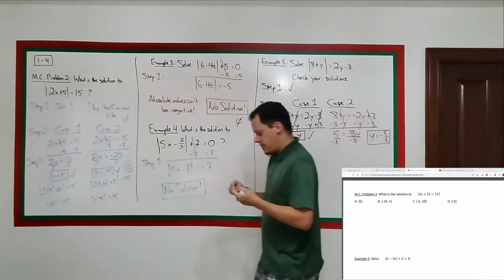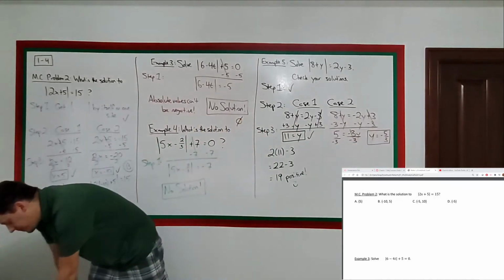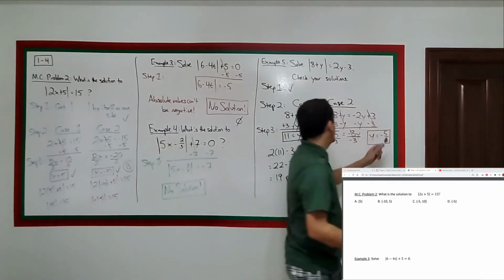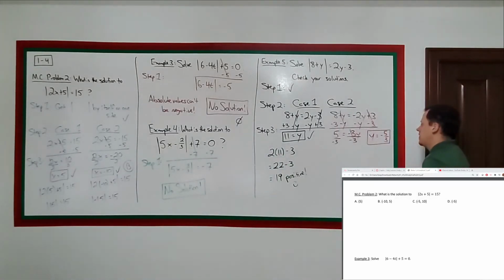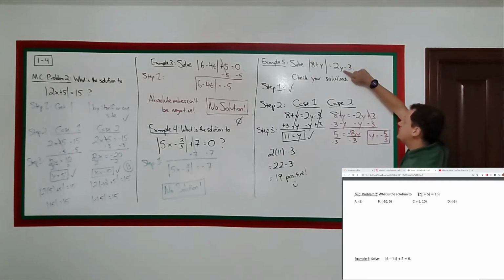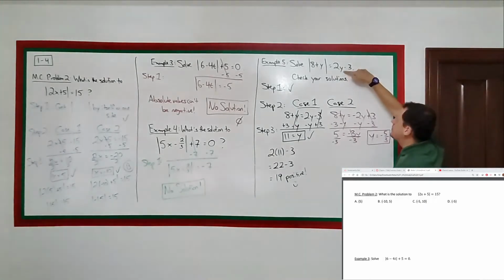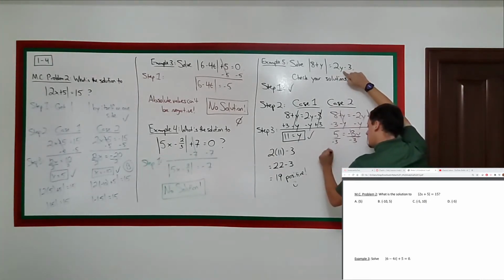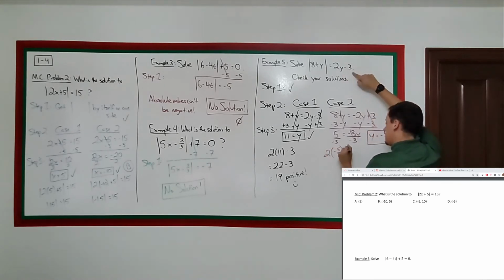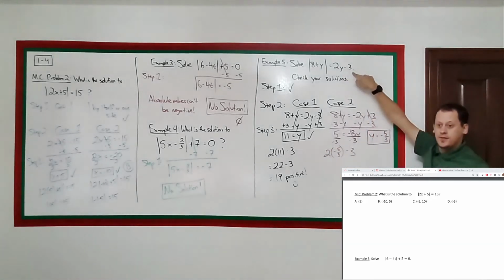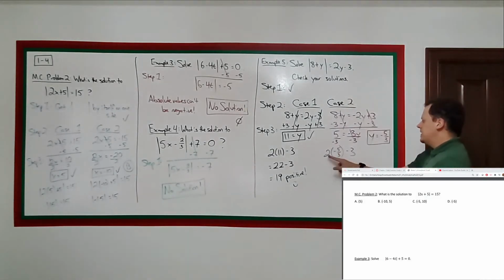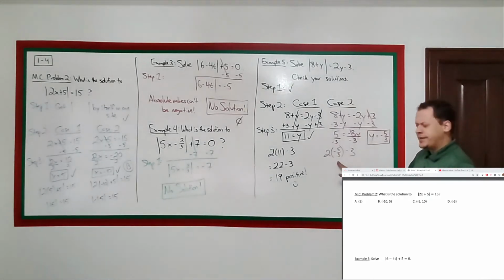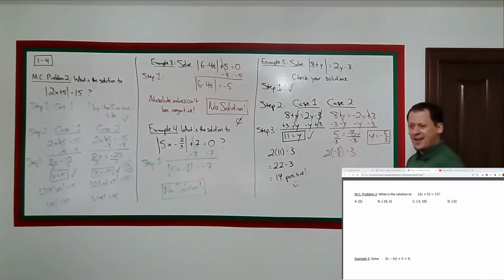Great. Let's check the other one. Negative 5 over 3. So again, we're just plugging that into the right side here, so that negative 5 over 3 will go right here. So we have 2 times negative 5 over 3 minus 3. Now this is kind of a nasty fraction. Multiplying that out can be a little tricky, but check out what we've got here.